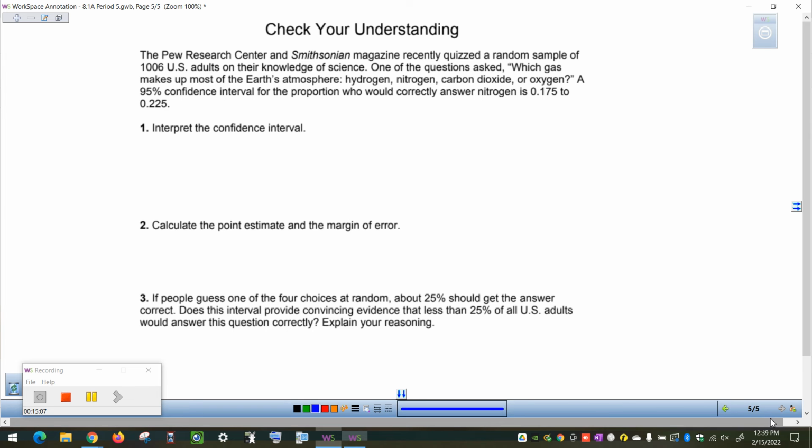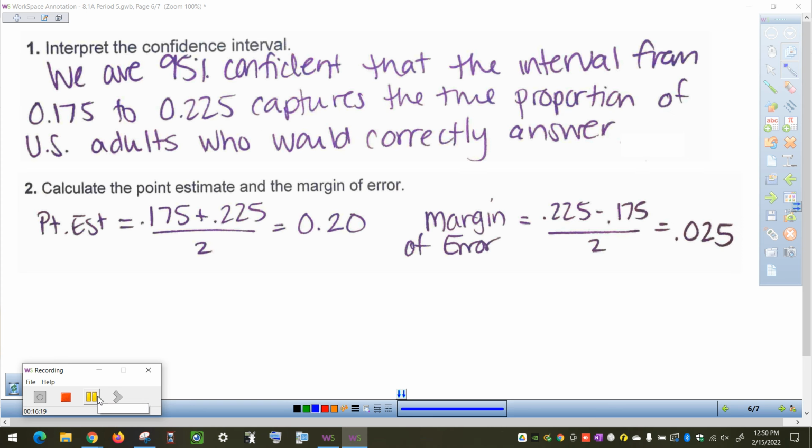You're going to go ahead and do three things here in this question. So part one, you're going to interpret the confidence interval. In part two, you're going to calculate the point estimate and the margin of error. And in part three, if people were to guess one of the four choices completely at random, about 25% should get the answer correct. So we're going to make a decision. We're going to decide if our interval provides convincing evidence that less than 25% of U.S. adults would answer the question correctly. So let's spend a few minutes working through those three questions.